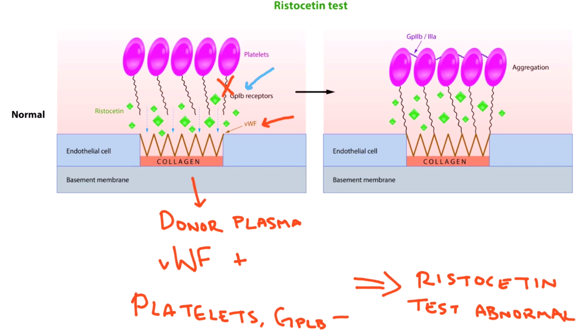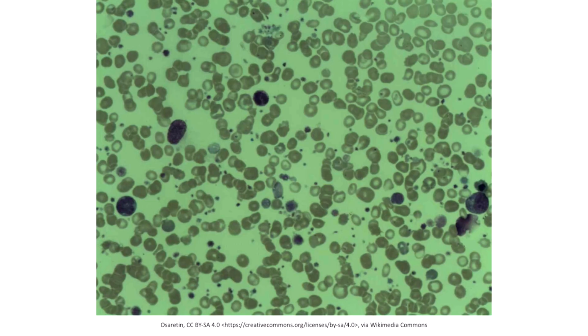This is an absolute contrast to von Willebrand disease. If the patient is deficient in von Willebrand factor, then adding the donor plasma with this factor will correct the ristocetin test results. This is a blood smear image showing giant platelets. Please take a look at these large platelets, characteristic of Bernard-Soulier disease.